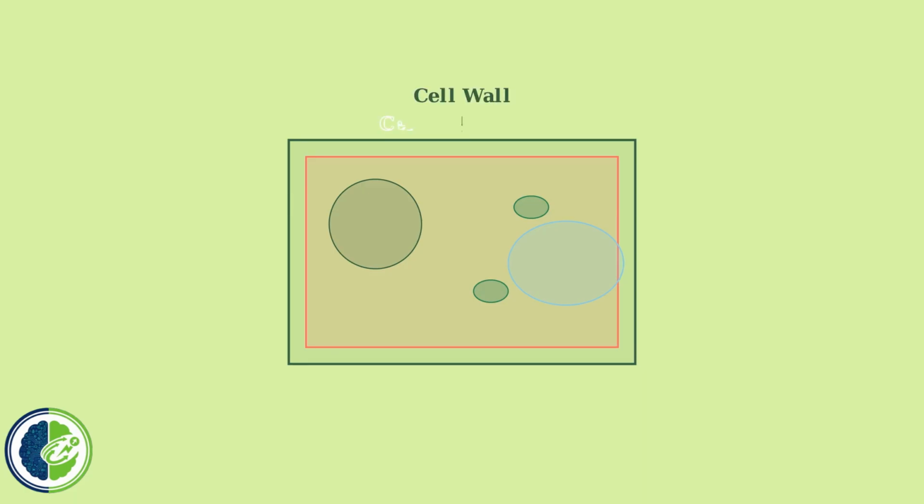The cell membrane is a crucial structure found inside the cell wall of plant cells. While the cell wall provides rigid support, the cell membrane has a very different and equally important job. Notice how the cell membrane sits just inside the cell wall, forming a flexible barrier that surrounds all the cell's contents. This positioning is very important for the membrane's function.